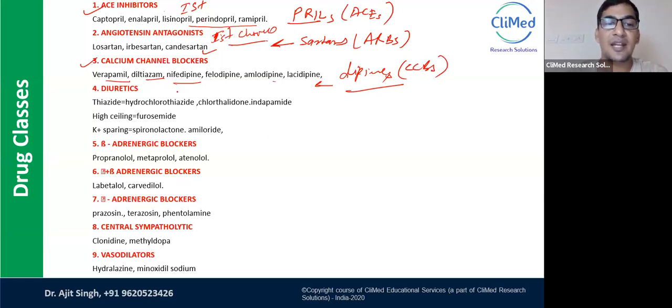Okay. And then diuretics, there are multiple types of diuretics. First is thiazide diuretics: hydrochlorothiazide, chlorothiazide, or indapamide. So these are the diuretics. Okay, and then there are high ceiling diuretics also, furosemide, and potassium sparing diuretics also, like amiloride or spironolactone. So can someone tell me what's the difference between high ceiling and potassium sparing diuretics? Yes, guys, can someone tell me?